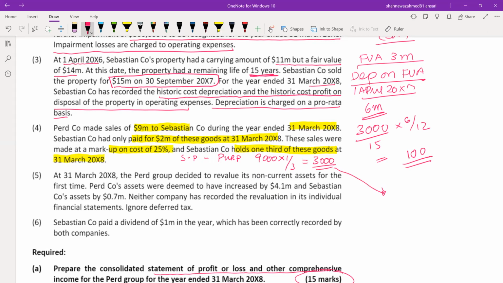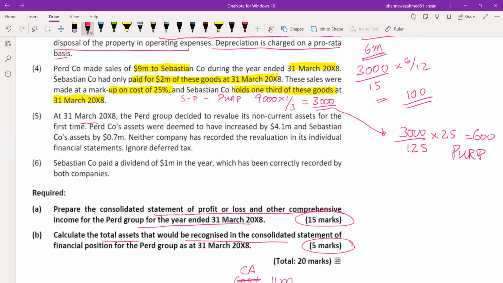And markup is 25%, so it's 125 into 25. So the unrealized profit is 600 PURP that we need to add in cost of sales. At 31st March, the group decided to revalue its non-current asset. These assets were deemed to have increased by 4.1 million. This we need to add in OCI. The revaluation in OCI, gain on revaluation, and S assets by 0.7 million. So this is an OCI item.